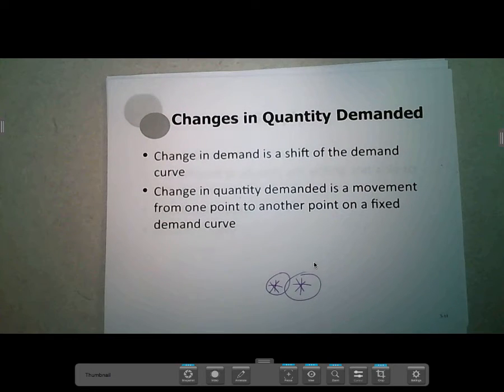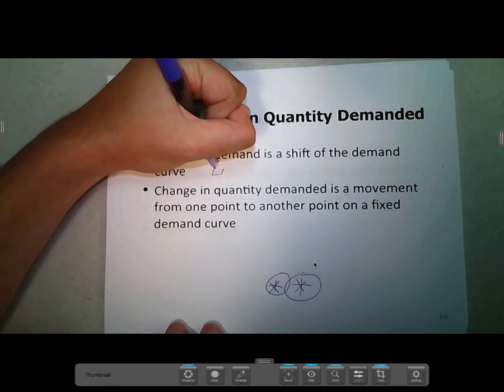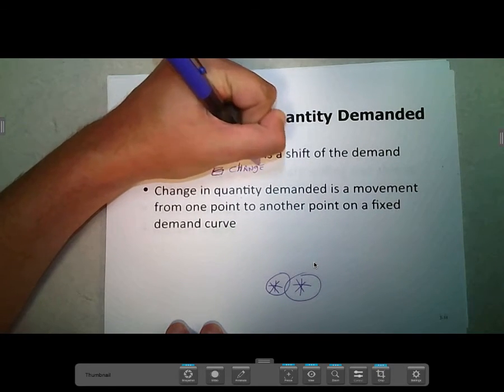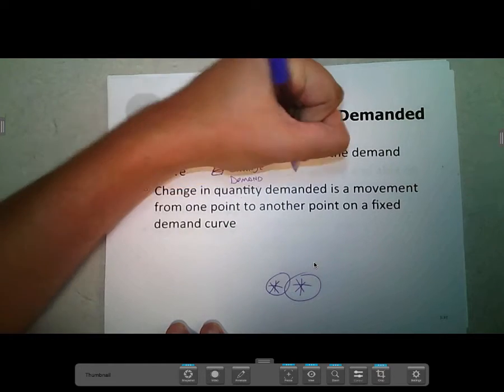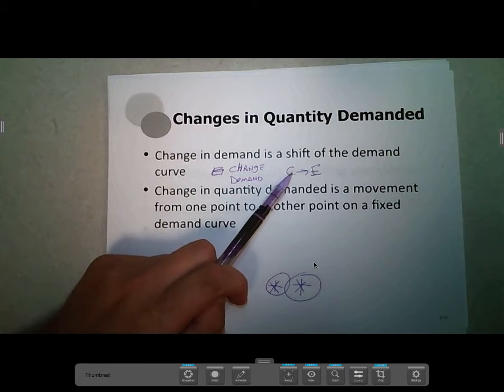Slide 11 then is an incredibly important slide to be knowledgeable of. If these two bullet points make sense to you, and by that I mean if what they are saying makes complete sense to you right now, then you understand the previous 3 or 4 slides. What this is saying here is that changing demand is like that shift from C to E.